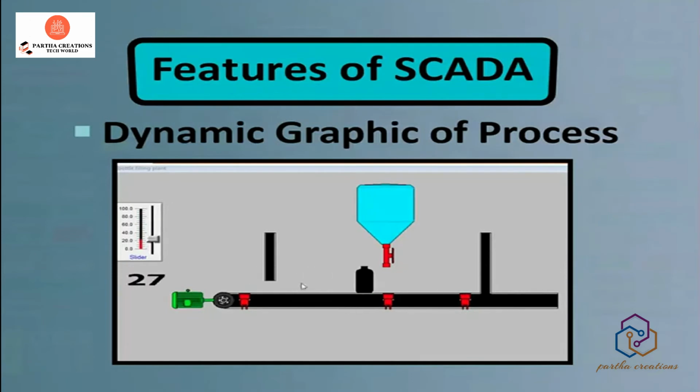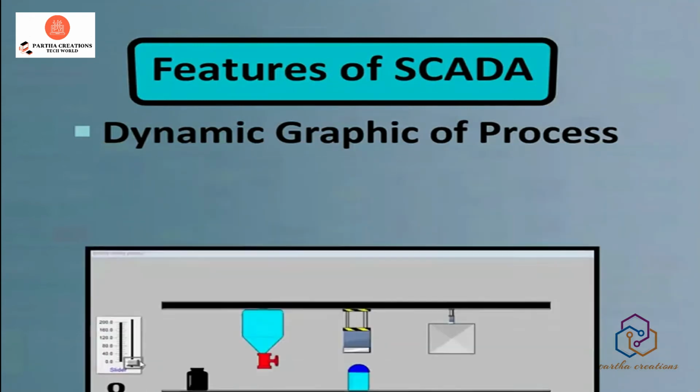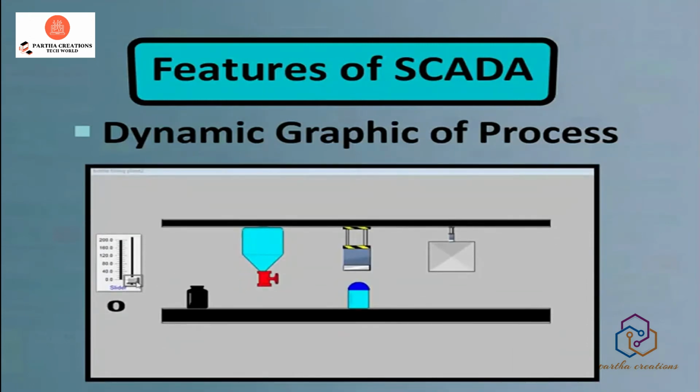We can see how many bottles have been filled or how much a bottle is filled, what percentage of the tank is filled or empty. So, this was dynamic graphics of processes, where we can see our processes dynamically, which means in an animated way.